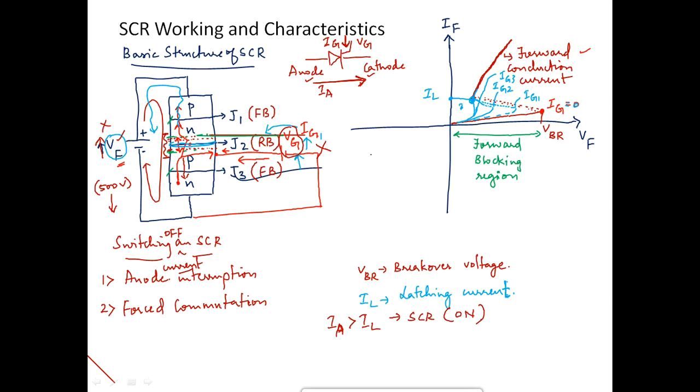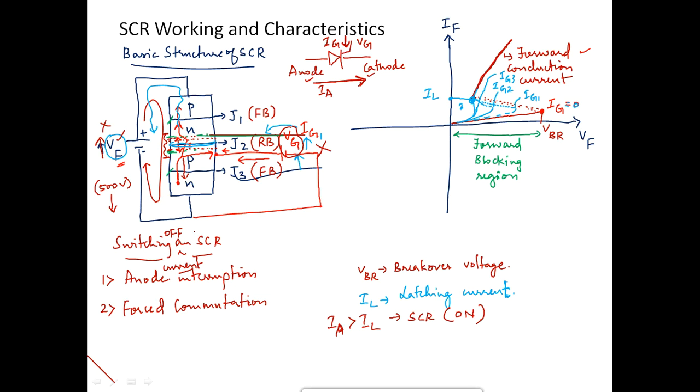Normally, in the case of a MOSFET, the gate was acting as a controlling terminal, right? If I remove the bias, if I remove the gate voltage, then the device would have turned off. However, that doesn't happen here.